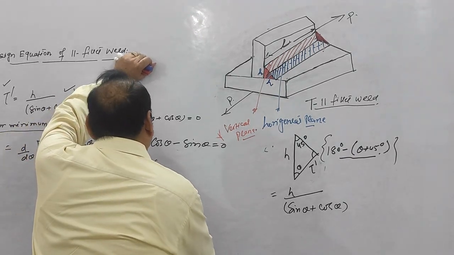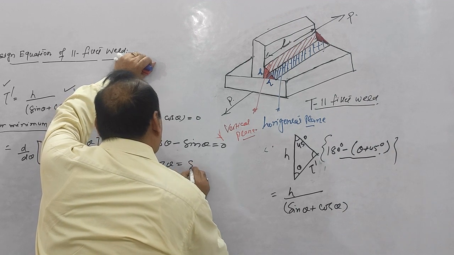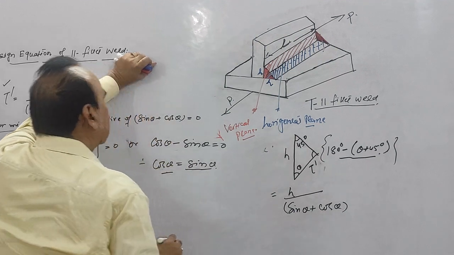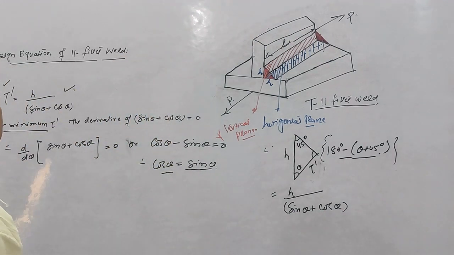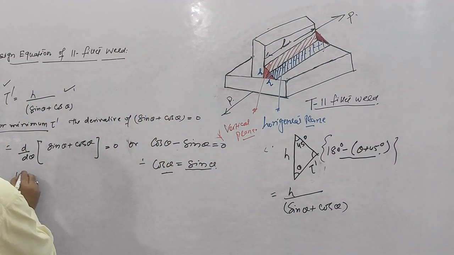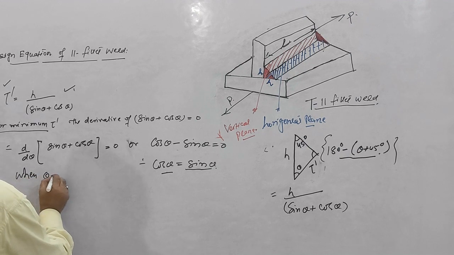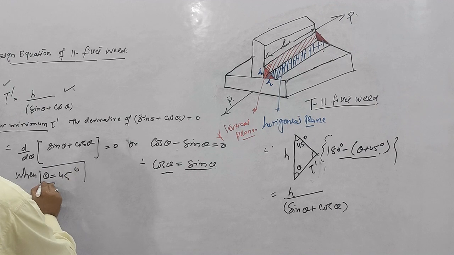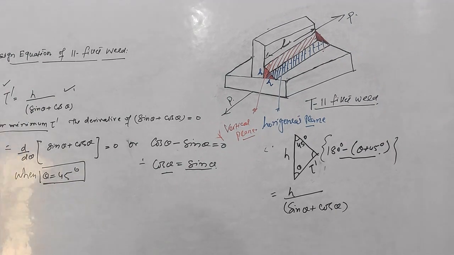Therefore, cos theta is equal to sin theta, right? So when is cos theta equal to sin theta? When theta is 45 degree. When theta is 45 degree, then cos theta is equal to sin theta. You understand this?